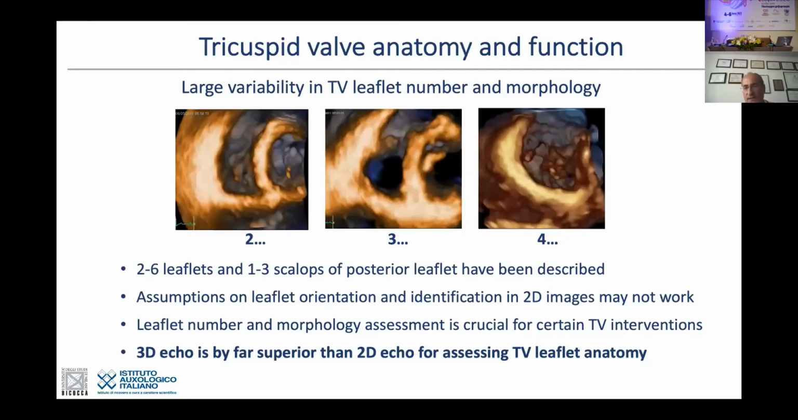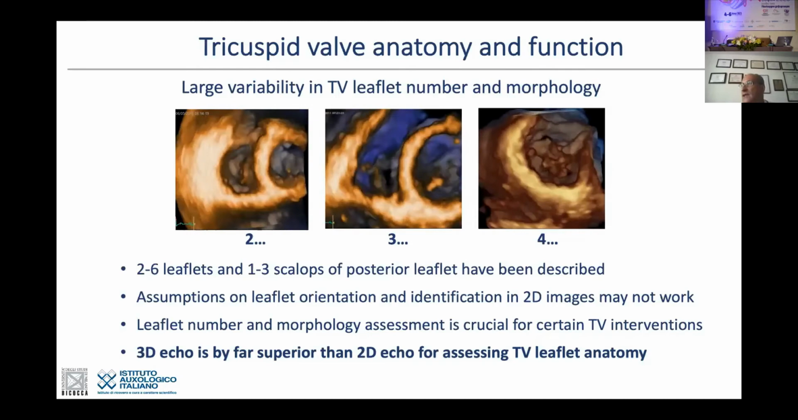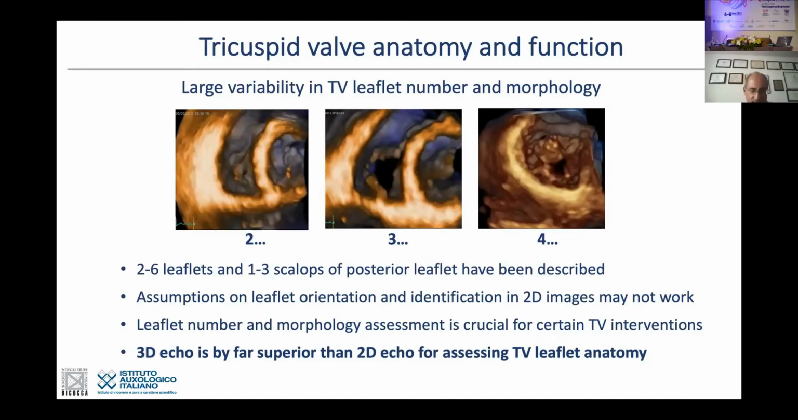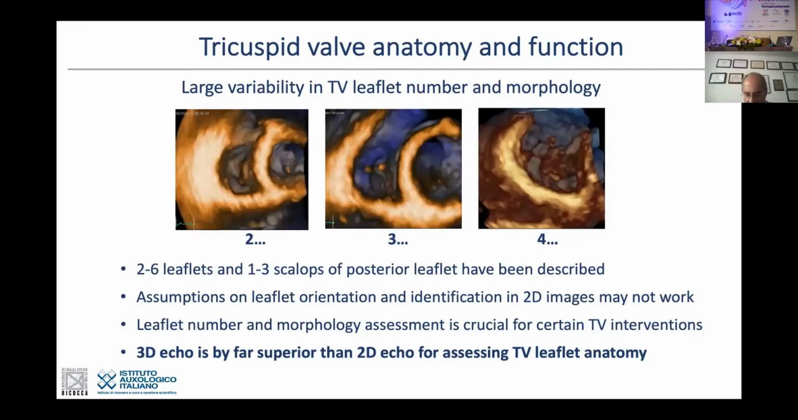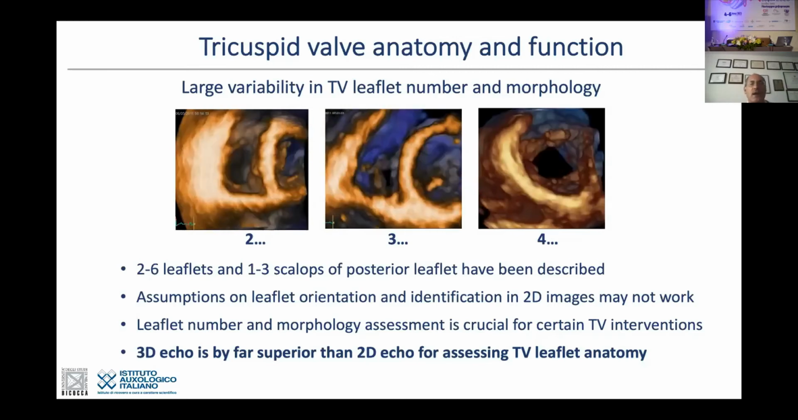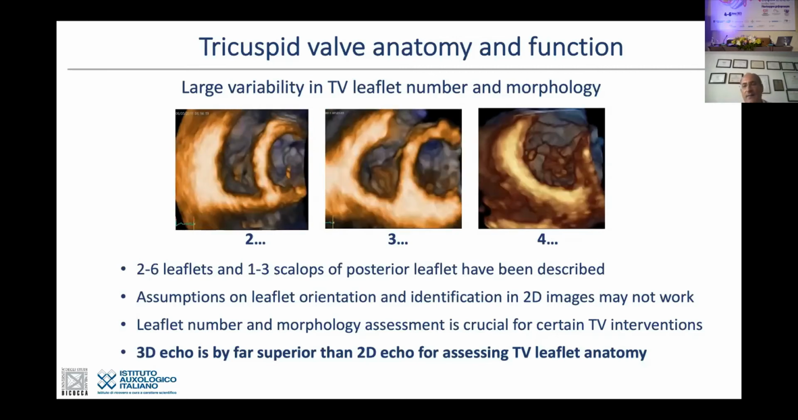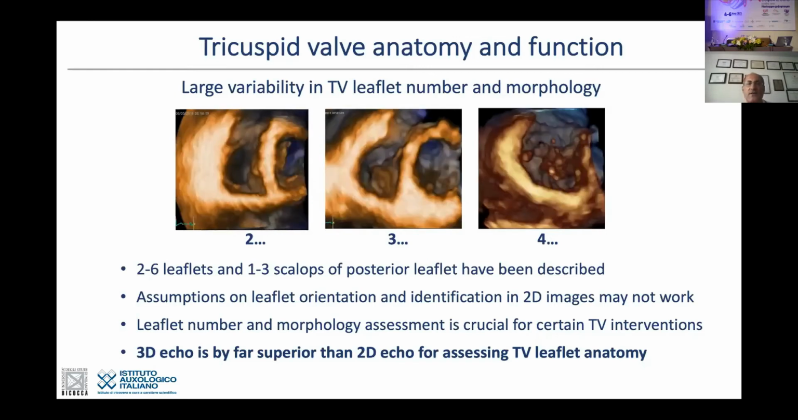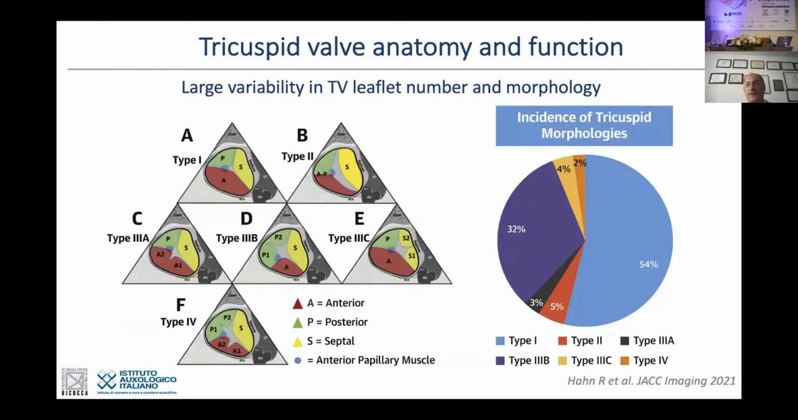So the first message that is very important, particularly nowadays that interventional procedures are developing for this valve, is that there is a large anatomical variability of this valve, and this can only be assessed with 3-dimensional echocardiography.